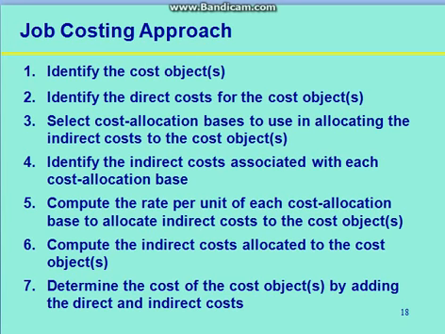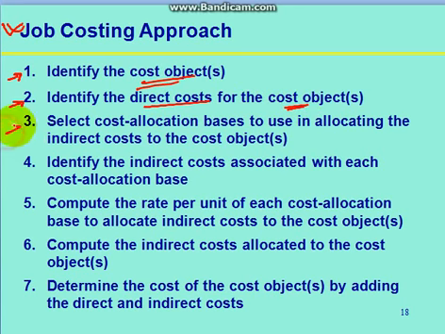Hello friends, let us begin with the job costing approach. What is job costing approach? First, we need to identify what is the cost object or what are the cost objects, right? After identifying the cost object, you need to identify the direct cost for that cost object, right?